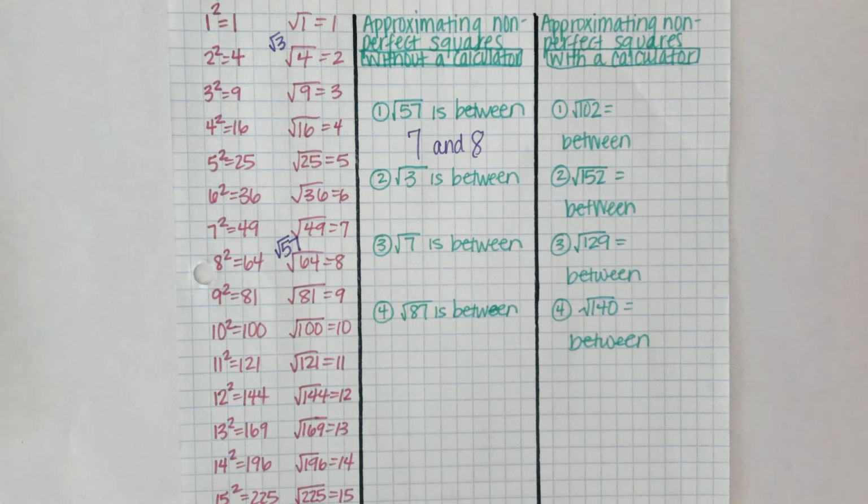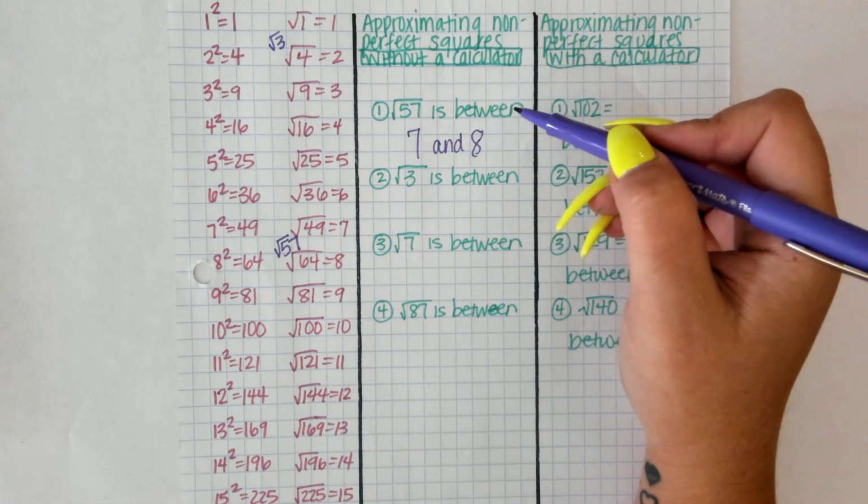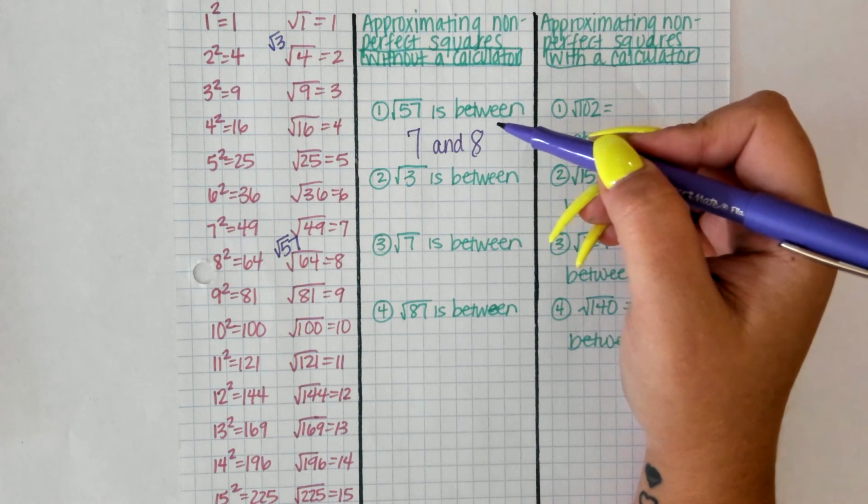Today we are going to do some more practice on how to approximate non-perfect squares without a calculator and with a calculator. So let's look at number 1 without a calculator. So the square root of 57 is between which two whole numbers?